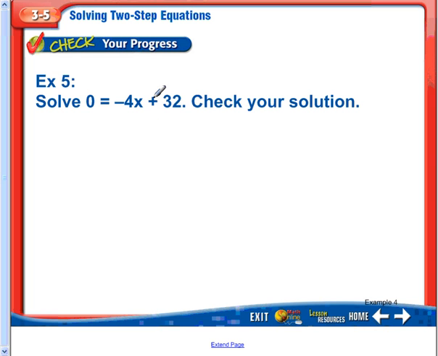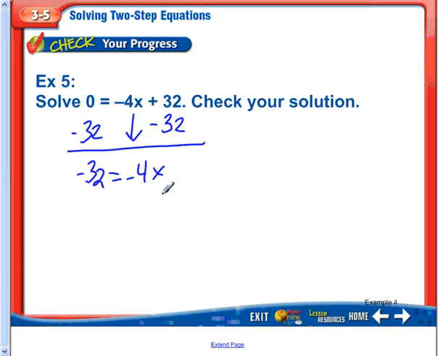Example number 5. Again, we need to start with step 2. Get rid of any addition or subtraction to the side of the variable. Since I'm adding a positive 32, I will need to subtract 32 on both sides of the equation to keep it equal. I'll be able to bring down my negative 4x. And if I don't have any, I have 0, and I owe 32, it means I'm going to owe 32.